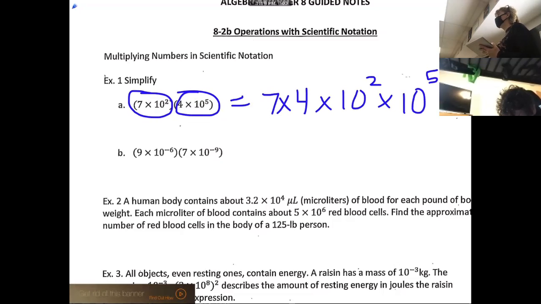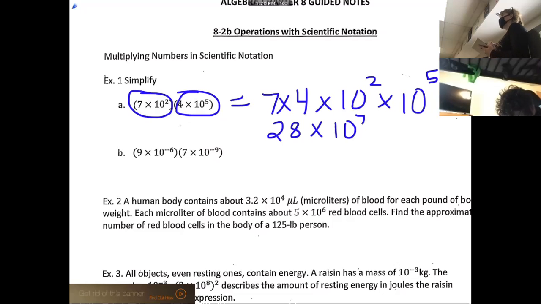Now, what's 7 times 4? Absolutely. And remember the rules of multiplying exponents. If they have the same base, what do you actually do? Add the exponents. So this is really 28 times 10 to the 7th power. Now that was pretty easy, right? You don't have to solve it. As long as the answer is in scientific notation, we're done. Is it in scientific notation? Zoe says no, and she's absolutely correct.